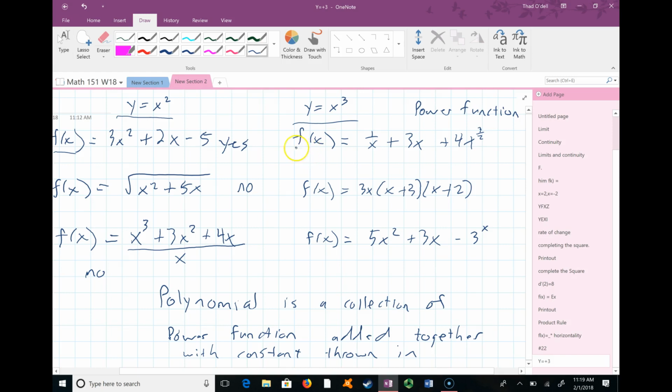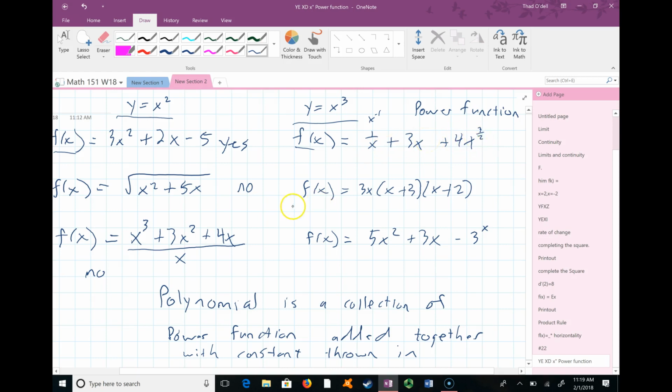The next one up here is not a polynomial for a couple of reasons. The 1 over x would make it not a polynomial because another way to write 1 over x is x to the negative 1. So negative exponents and fractional exponents are not a part of polynomials. Notice 3x, that one's okay. That doesn't create a problem. But notice here we also have a fractional exponent up here. So this is not a polynomial for 2 reasons.